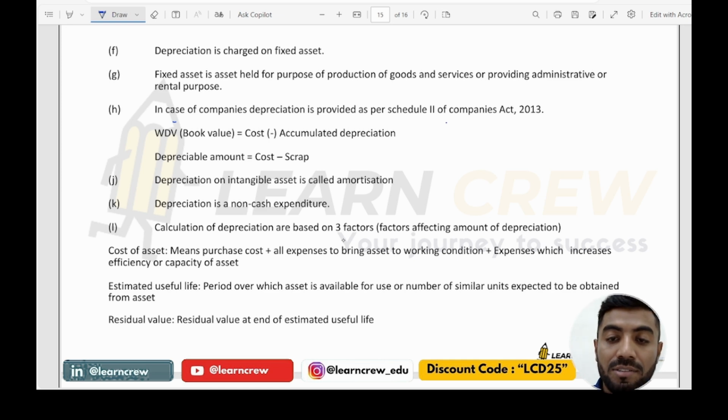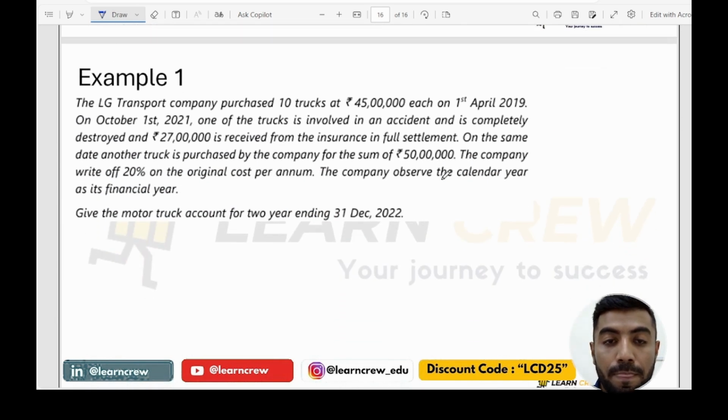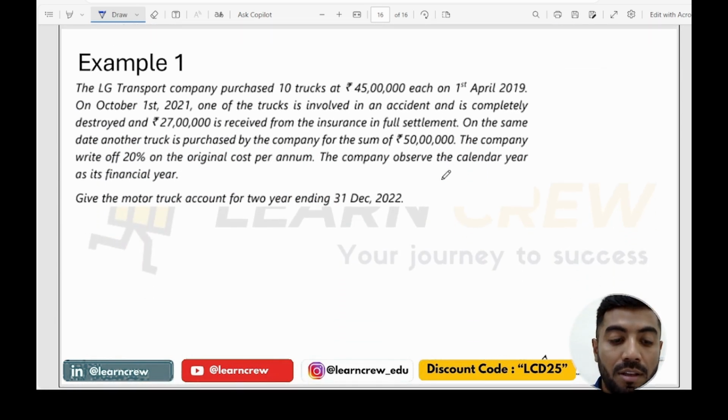Calculation of depreciation is based on 3 factors. What are those 3 factors? One is cost of an asset. We should know the cost of an asset, which we already discussed. Then we should know the estimated useful life. Then we have to know the residual value. Based on these 3, we can calculate the depreciation. Fine. There's one example question. We'll solve this question so that we're clear with the topic.